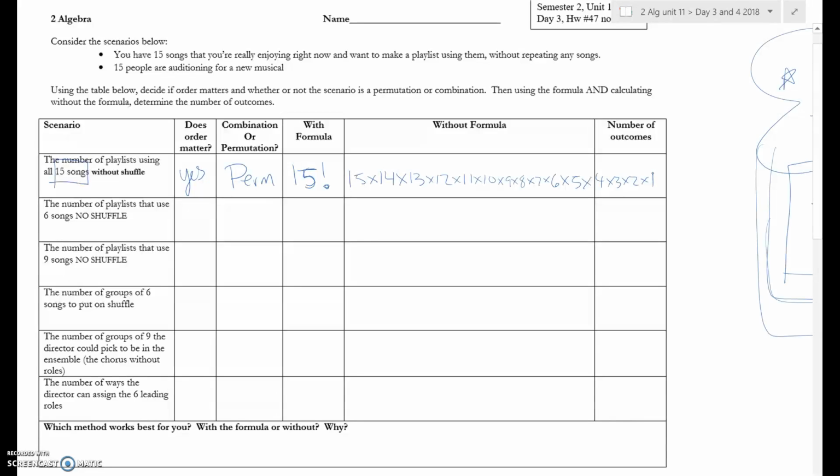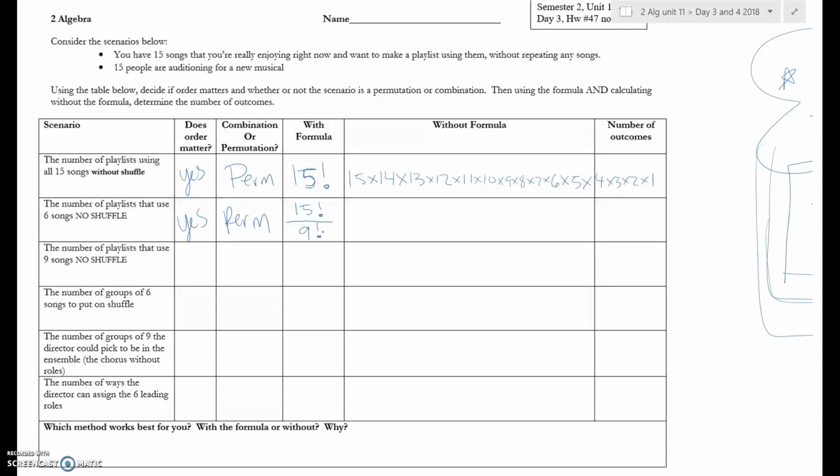If you're thinking about the next one, again, we're making a playlist, but from our 15 songs, we're only going to use 6, and we're not shuffling. Since we're not shuffling, it means we care which one is first. We care which one is second. That means the order matters, and it's a permutation. This time, though, of our 15 songs, we're not using 9 of them. We want to divide out 9 factorial. There are 9 songs that we could combine, but we are not using them. We need to divide them out of our calculation.